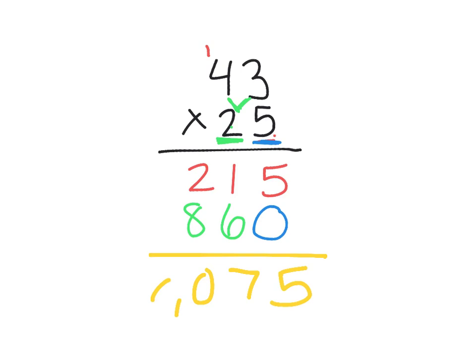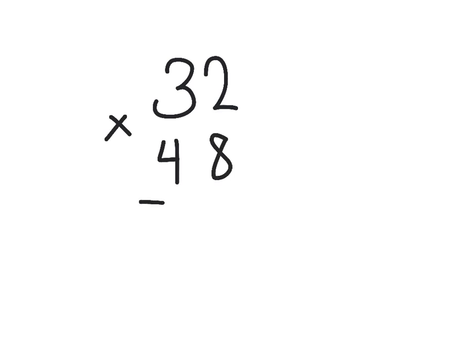Okay, let's break that down into a couple more smaller steps within. So I'm going to have another problem. Let's delete this. Let's say my two-digit number is 32 times 48. 32 times 48. My first step is I'm going to multiply my 8 by my 2 and my 3.